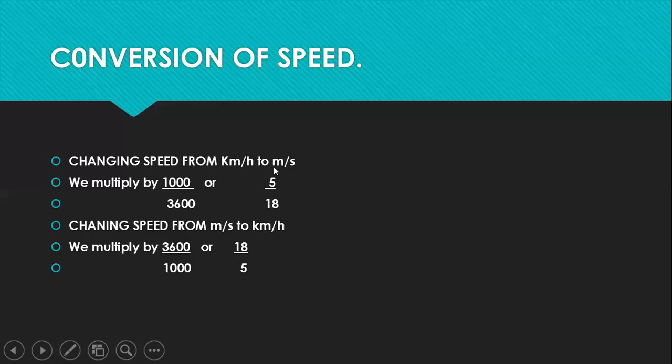Or you can just cram it, if you can remember. When we change speed from kilometers per hour to meters per second, we multiply by 1000 over 3600 because we want to make it smaller. Then when you are changing your speed from meters per second to kilometers per hour, you do the vice versa. You want to make it bigger. So 3600 should be on top, then over 1000. We multiply by 3600 over 1000, as easy as that.